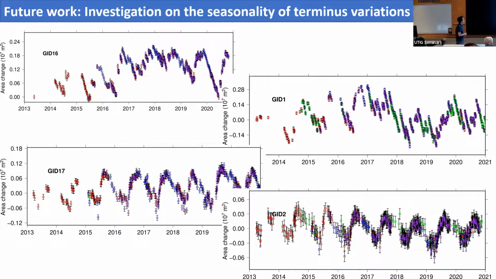All right, the future work. I have generated the time series of terminus variation for a lot of glaciers. Next step, I want to look at this time series and try to find some interesting story about the seasonality of the terminus variation. Different colors, by the way, represent the traces from different remote sensing imagery.